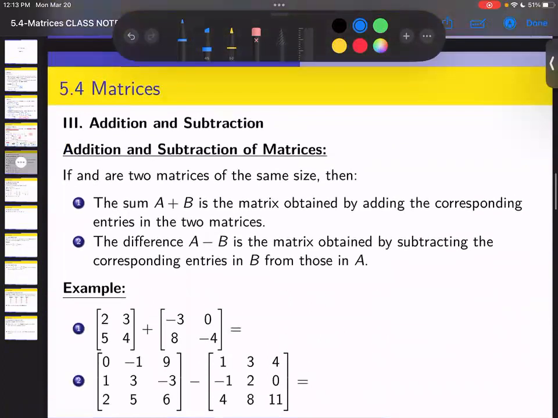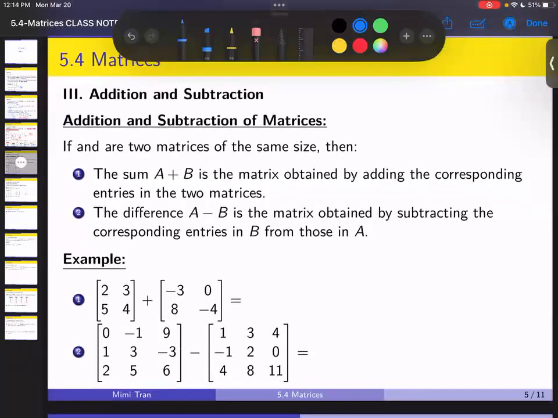Adding and subtracting matrices. If two matrices are the same size, you can add and subtract them. Now, if two matrices are the same size, it doesn't mean you can multiply them, and I'll tell you why later. But for now, if the matrices are the same size, you can add or subtract them.